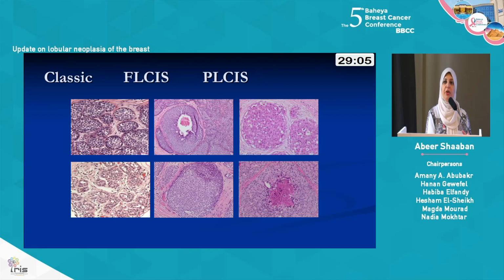On the other end, we have what we call pleomorphic LCIS, or PLCIS. This is a high-grade disease, very similar to high-grade DCIS, can be associated with comedonecrosis and calcification, but this is not a prerequisite. We diagnose it based on the high-grade nuclear atypia. In between, you have florid LCIS, which comprises cells similar to classic LCIS, but expands large ducts and also can be associated with comedonecrosis and calcification, and therefore can be detected mammographically.